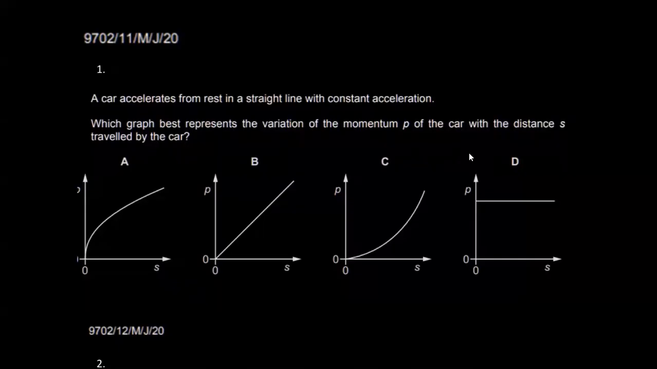Which car accelerates from rest in a straight line with constant acceleration? So, we have constant acceleration. Which graph best represents the variation of the momentum p of the car with distance s traveled by the car? So that's momentum and that is distance. So guys, what do you think?